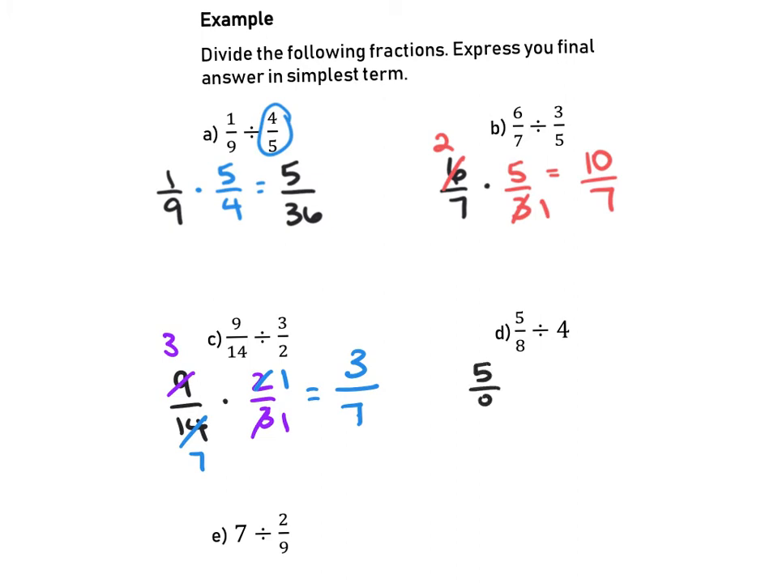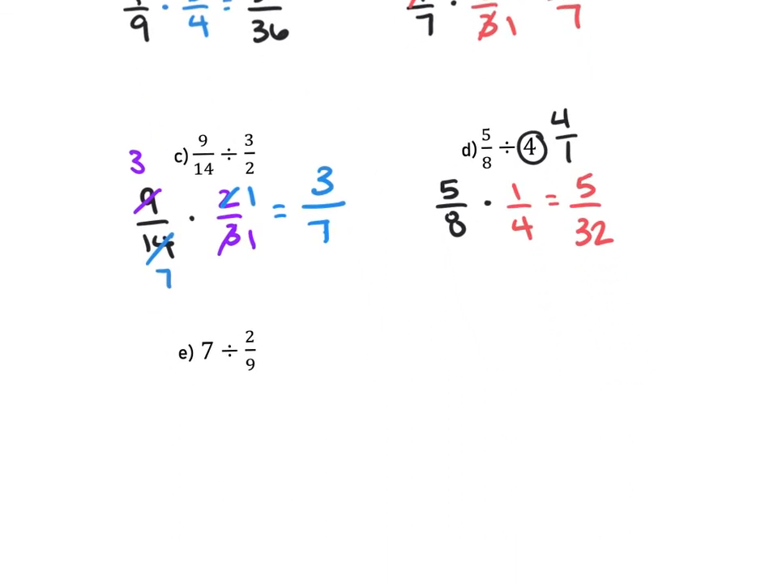5/8. And then remember, this 4, we have to rewrite it as 4 over 1. So when we flip, we're going to multiply that by 1 over 4. Looking for common factors, there aren't any. So this is just 5 over 32. And then this last one, 7, we need to rewrite that as a fraction. But this time we're going to flip the second fraction. So 2/9 flips to 9/2. Common factors, there aren't any. So this is 63 over 2, which is not reducible.